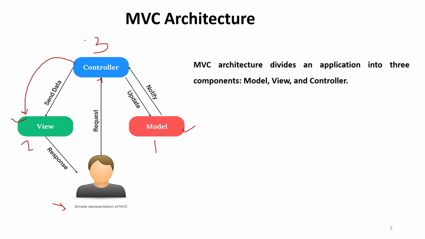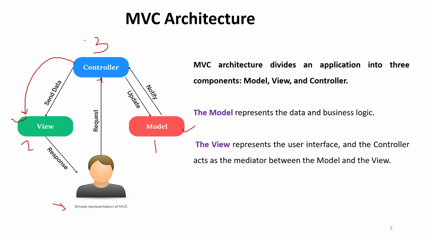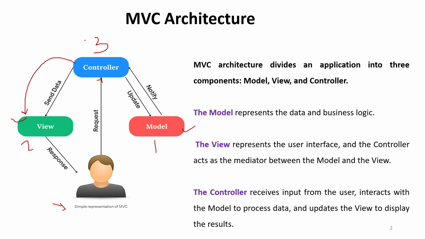So MVC architecture is divided into three different components: model, view, and controller. Model represents the data or the business logic. So it also acts as the database where all the information about the application will be stored. The view represents the user interface. The controller acts as a mediator between the model and the view. How the data should be represented in the form of user interfaces, so that it will be visible to the end users.